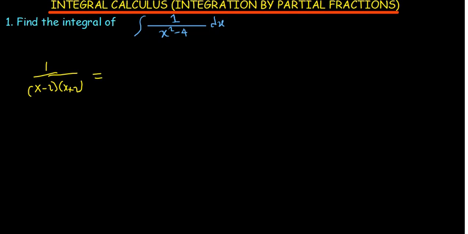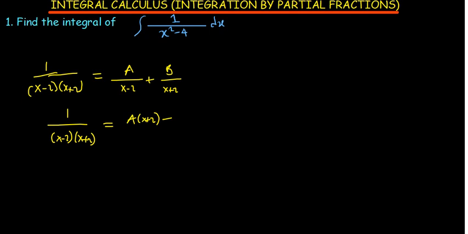Because we have got linear factors down, x minus 2 and also x plus 2, this is a difference of two squares, that's why we break it in that form. We are going to have A and B on top. So this is going to give us 1 over x minus 2, x plus 2, and that is going to be equal to A, x plus 2, plus B, x minus 2, divided by x minus 2, and then x plus 2.